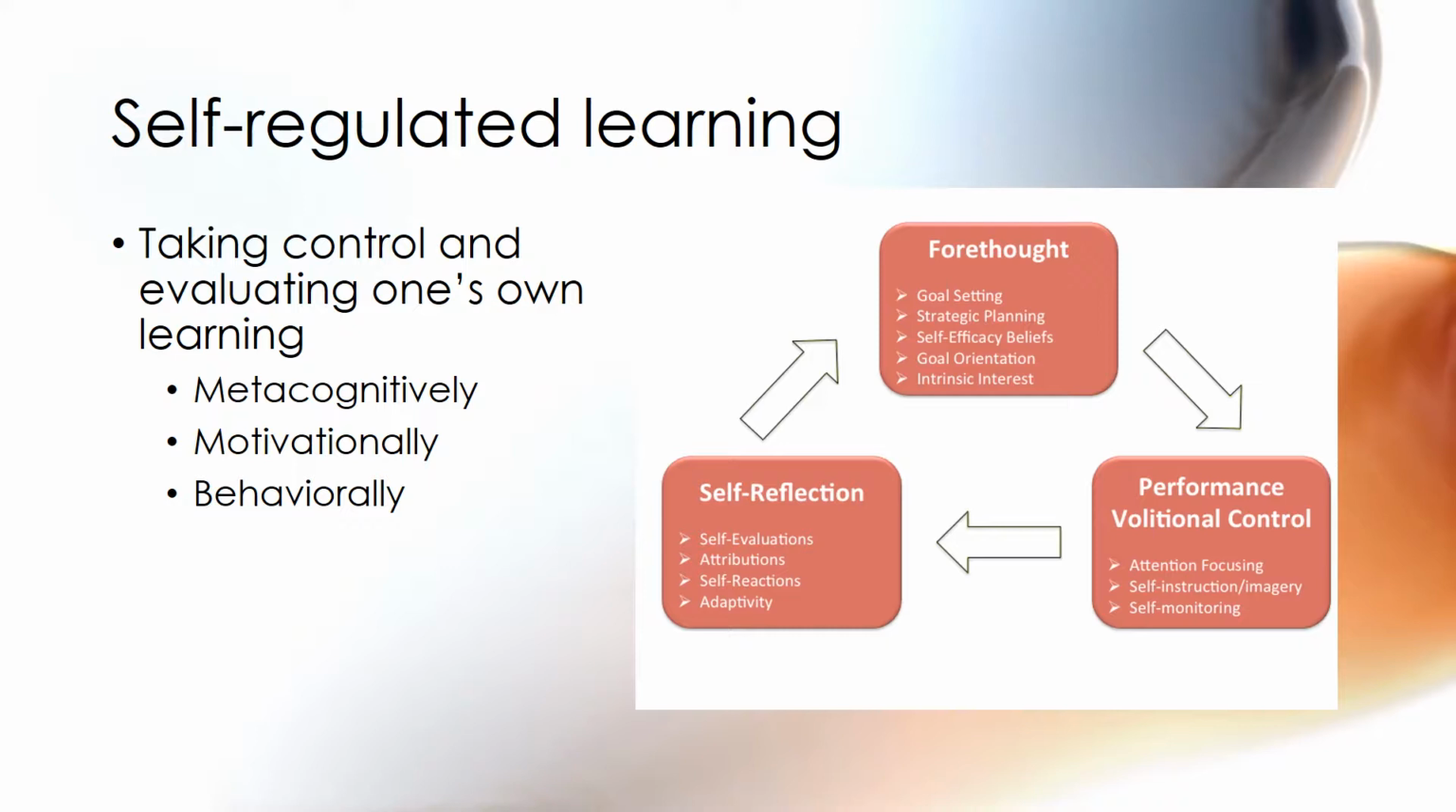In the performance control phase, they pick out what strategies to use, monitor their way of thinking, their metacognitive way of thinking, and they self-record how they learn and self-monitor their progress. In the self-reflection phase, they evaluate how they learned and then adapt to how they can make it work better for them.